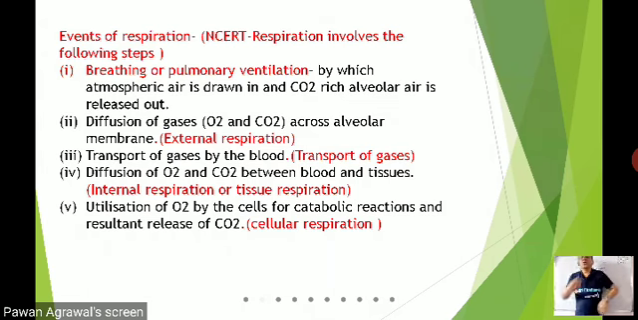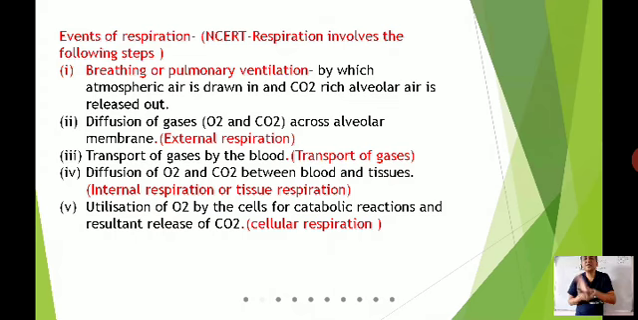Oxygen rich air is coming into the alveoli and CO2 rich air is going from the alveoli to the atmosphere. That is the breathing or pulmonary ventilation. Second one, that is the diffusion of gases. The O2 diffuses from alveoli to the capillaries and CO2 diffuses from capillaries into the alveoli. That is the external respiration.